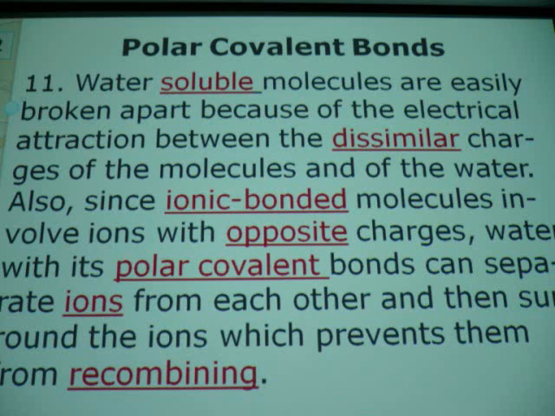That's why salt dissolves in water. When you get done writing, see if you can look at what you wrote. Those are not just words, they actually are concepts.